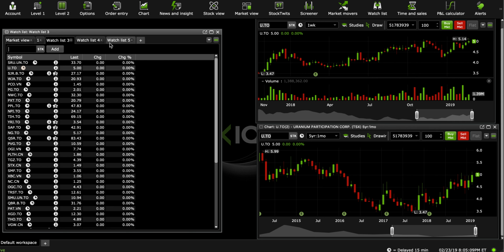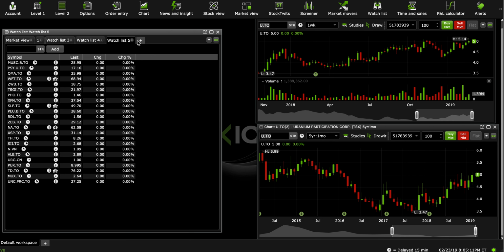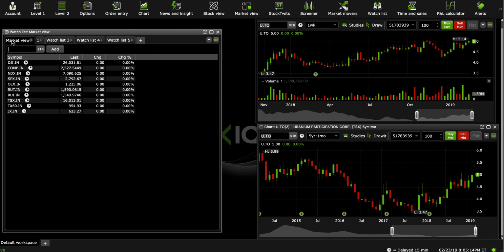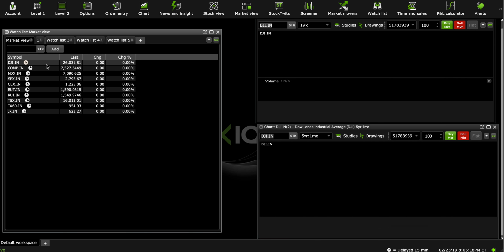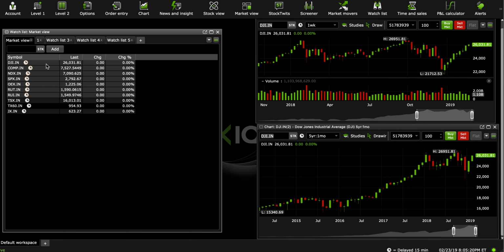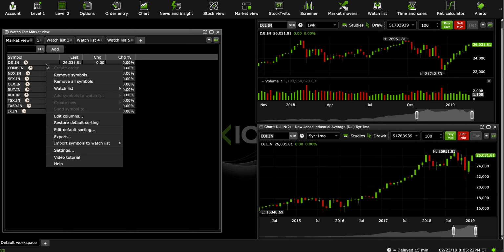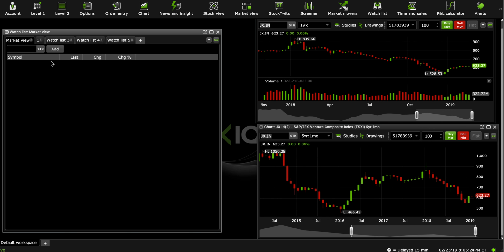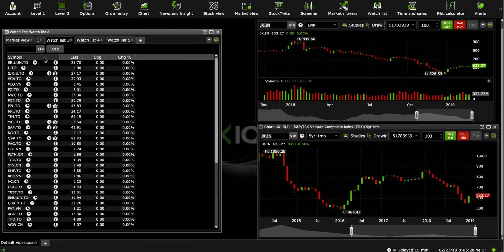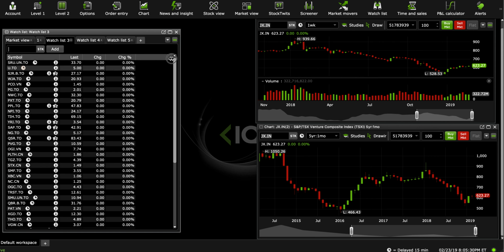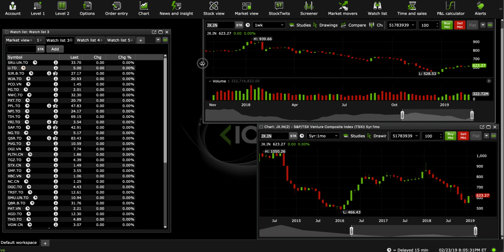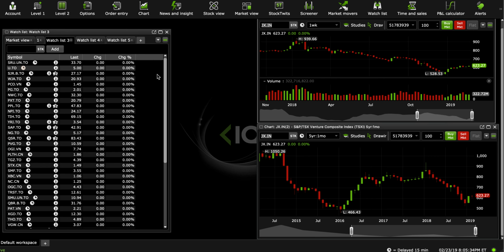Now let me set up in terms of, let me remove all these names over here, remove all symbols. So this is a list that I'll be making in terms of the short list, and these are the ones that I would really want to go and look up and see what's going on under these names, right? So let's take a look at it.